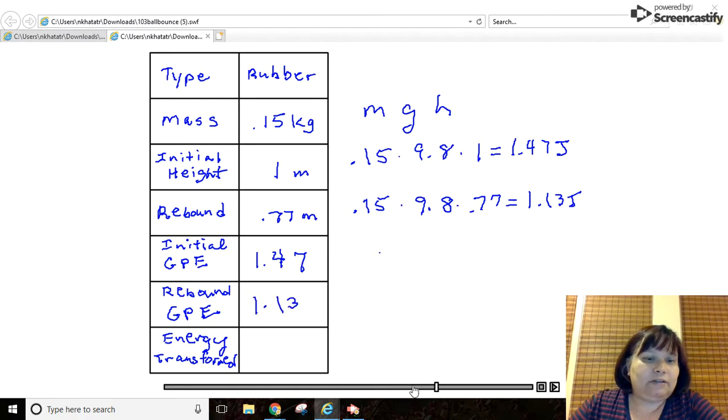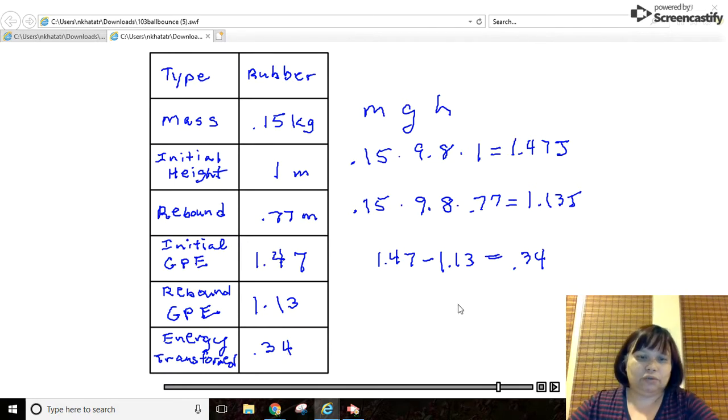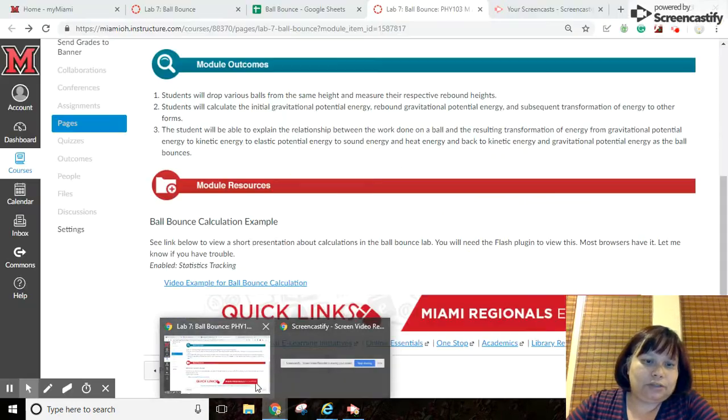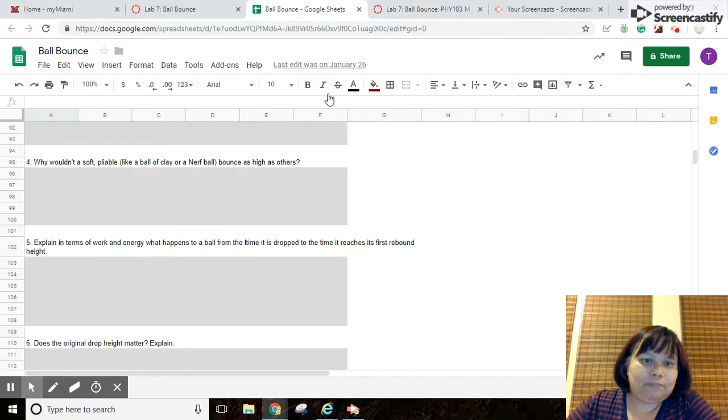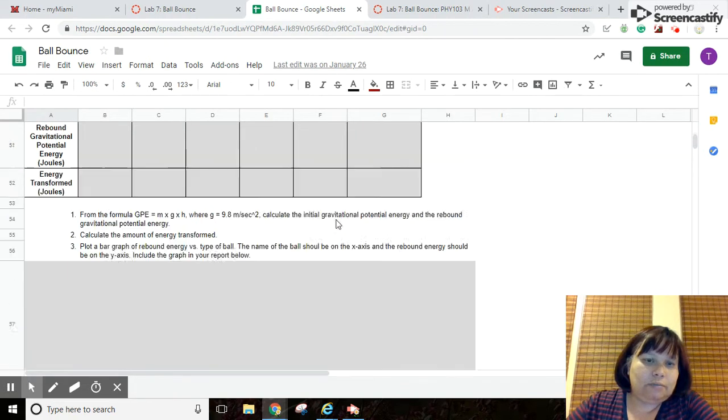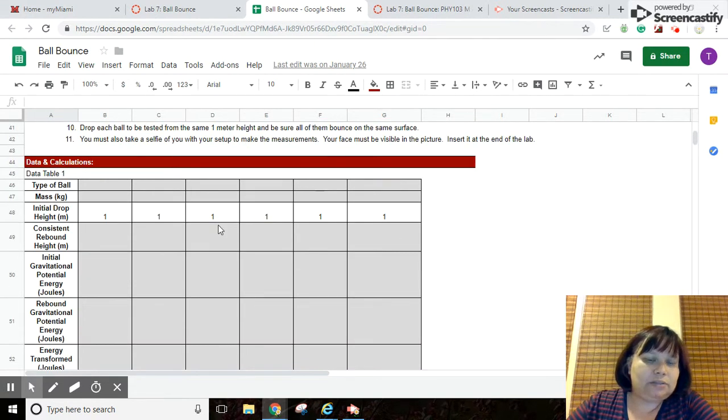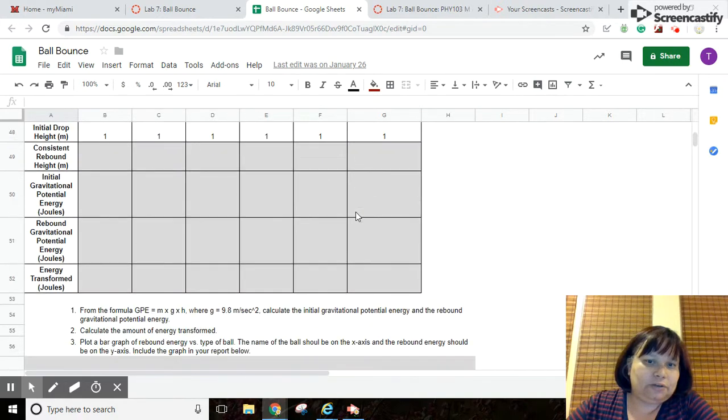And then finally, to find out the actual energy transformed, you're going to do some subtraction. 1.47 minus 1.13. And when you do that, you end up with 0.34. So 0.34 joules is the amount of energy that was transformed for this particular rubber ball. So what you'll do is you will go back and in your lab, you'll do that same calculation, but you're going to do it 6 different times with the 6 different types of balls that you're using.